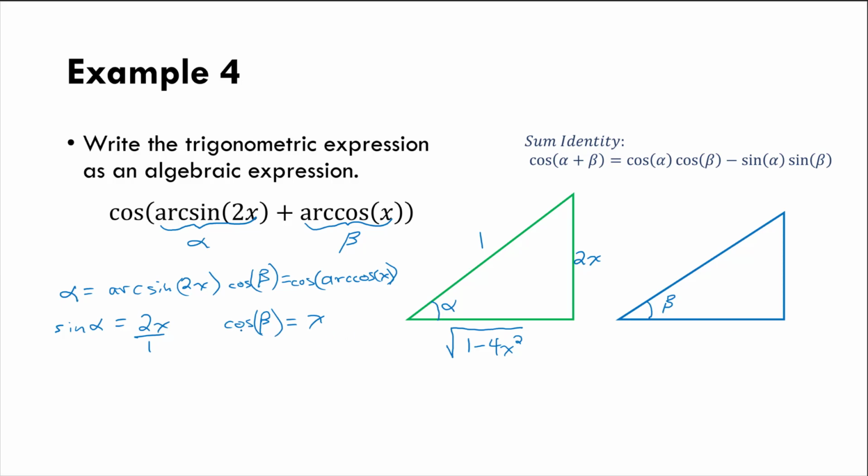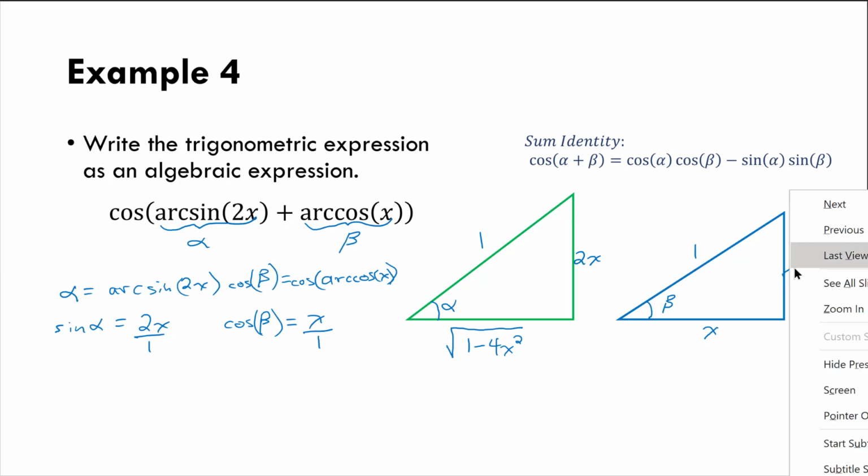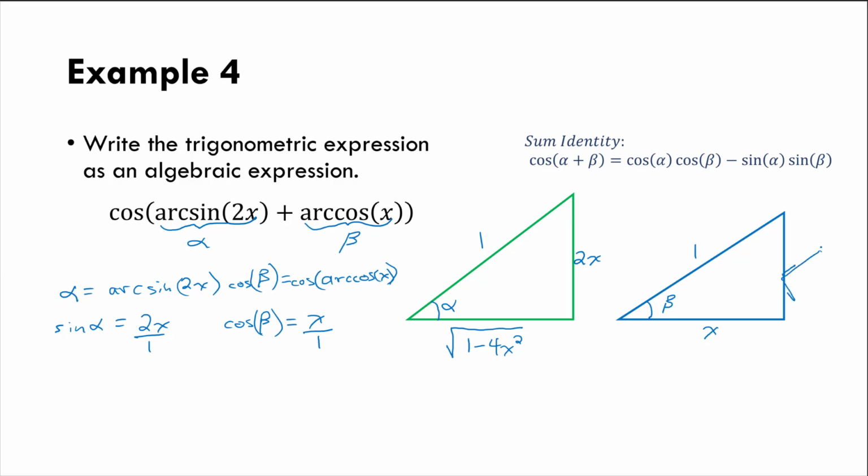And similarly here for cosine of beta, that's x, or think of it as x over 1. And cosine is adjacent, so it's going to be this bottom leg over the hypotenuse. Then I can again use my Pythagorean theorem to figure out that this opposite leg is going to be the square root of 1 minus x squared. Now I've got these triangles solved for all of their legs.